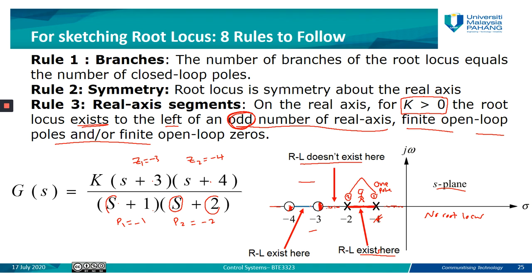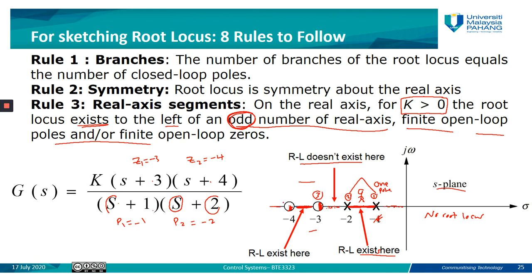Next, if you move to this area and stop here, how many poles or zeros are you on the left of? We are on the left of 1, 2, 3. We are on the left of 3 poles and zeros. So in this area we are on the left of an odd number of poles and zeros. Since we are on the left of an odd number, there will be a root locus in this area.